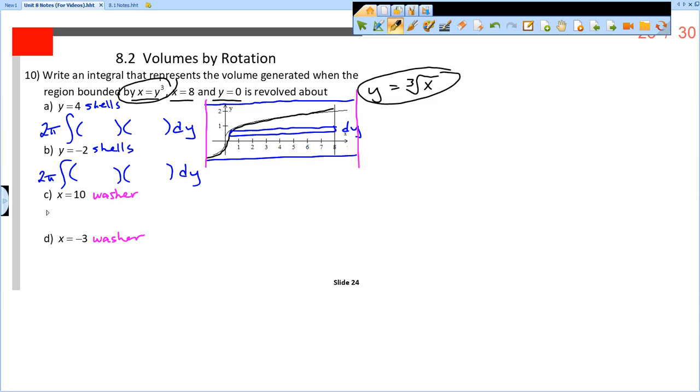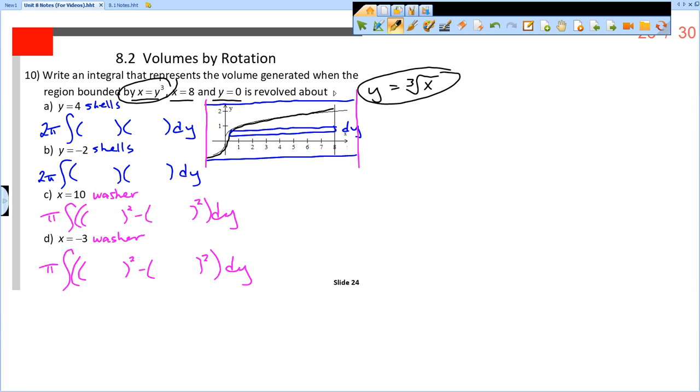All right, now remember the setup for the washer method is pi times the integral, and then I do big parentheses with respect to y, and then I have big R squared minus little r squared. Same setup for D, pi times integral of big parentheses dy, and then I have big R squared minus little r squared. Now, I highly recommend that this is how you set up any of your problems before you put in any of the specifics. You get it set up for shells or washers, okay? So now let's go back to A.